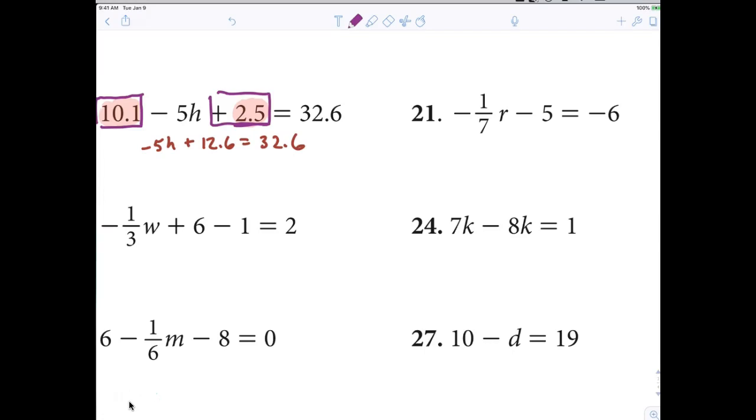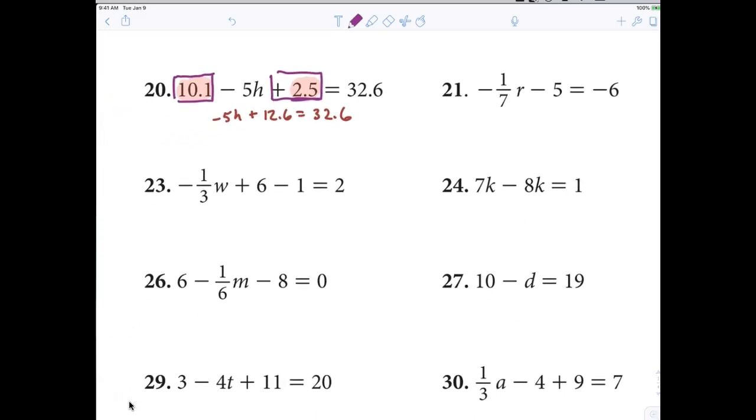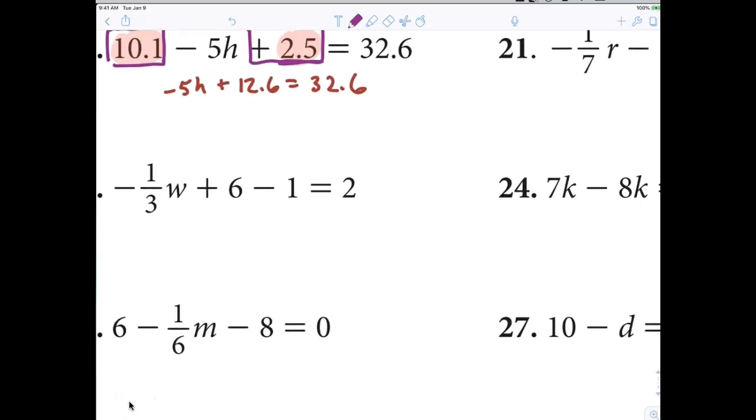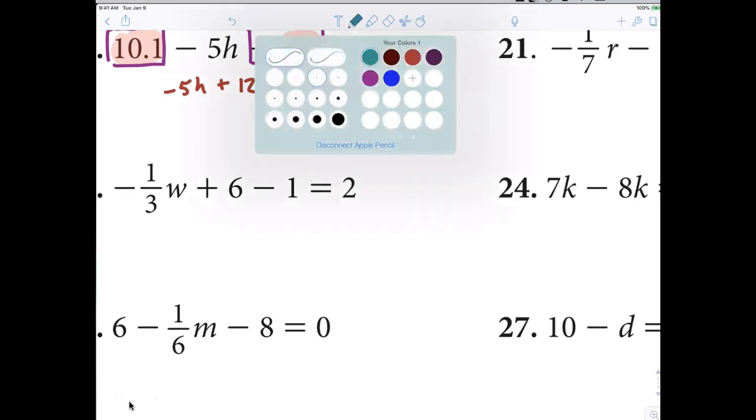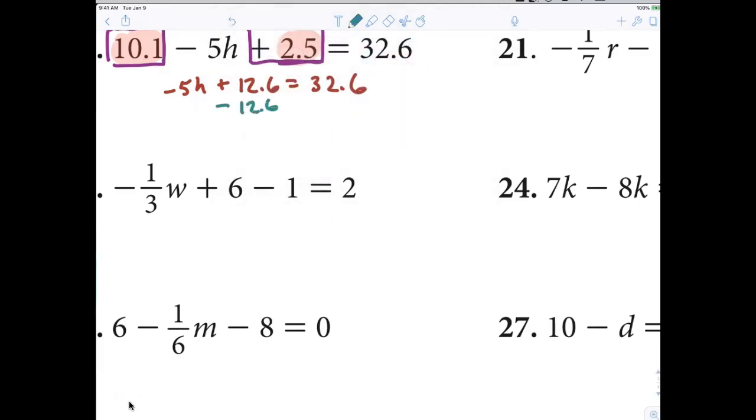Again, I'm trying to show people that the reason we knew to add them is because you just say to yourself 10.1 plus 2.5. Now from there, what do I do, Justice? Okay, so from there you'll subtract 12.6. Exactly. Now we're going to subtract 12.6, and when you do that, you get 20. That's correct. Now we just divide by negative 5. So it would equal negative 4. Right. So divide by negative 5, divide by negative 5.